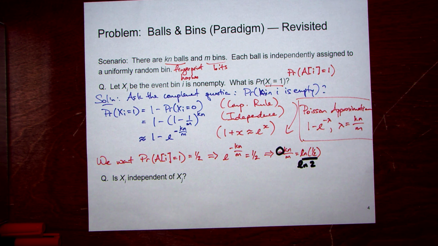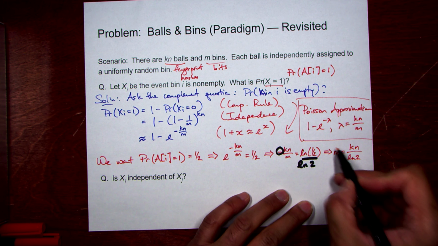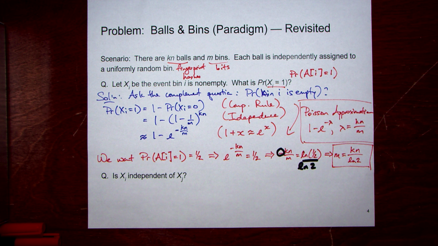Anyway, when we solve for m, we just cross multiply, and we end up with m is equal to kn divided by the natural log of 2. Okay, so as long as m is around this number, the probability of any bin being empty, or non-empty, is going to be around a half. So this is sort of another thing about how k and m and n are related. Keep that in mind for later.